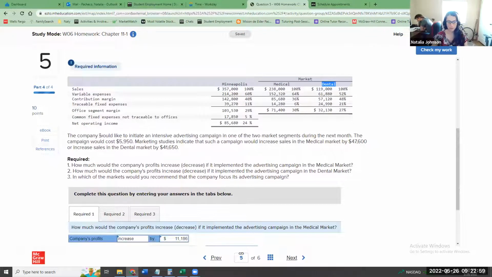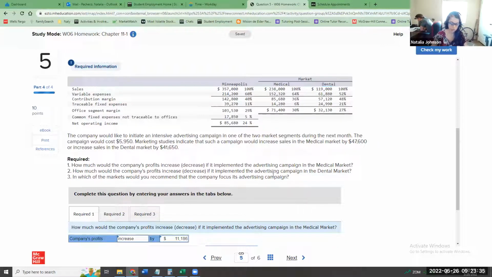And it says that the company would like to initiate an intensive advertising campaign in one of the 2 market segments during the next month. The campaign will cost $5,950. Marketing studies indicate that such a campaign would increase sales in the medical market by $47,600 or increase sales in the dental market by $41,650. So the first question is, how much would the company's profit increase or decrease if it implemented the advertising campaign in the medical market?